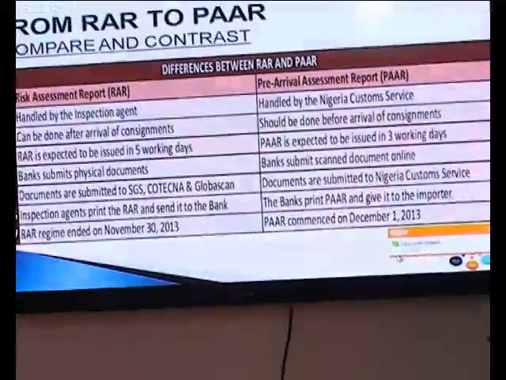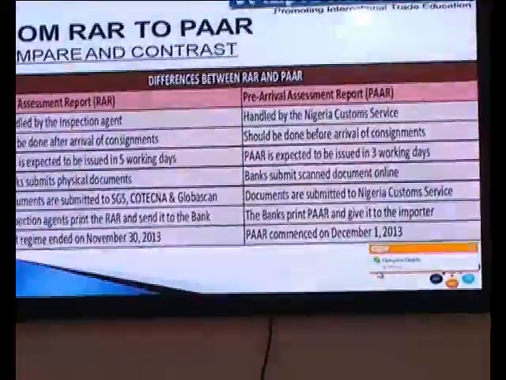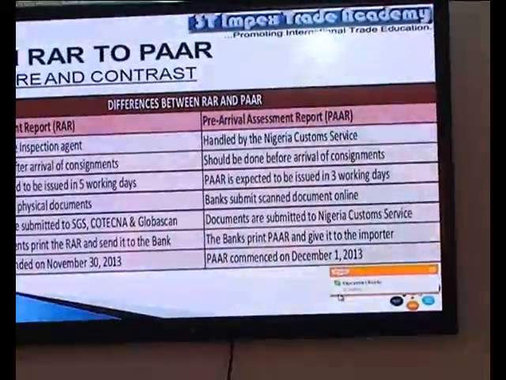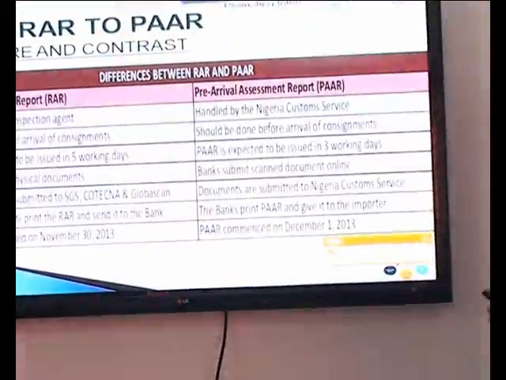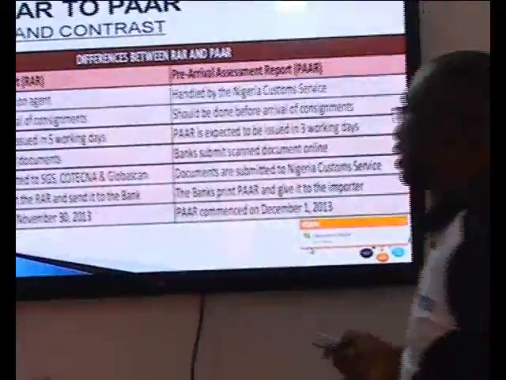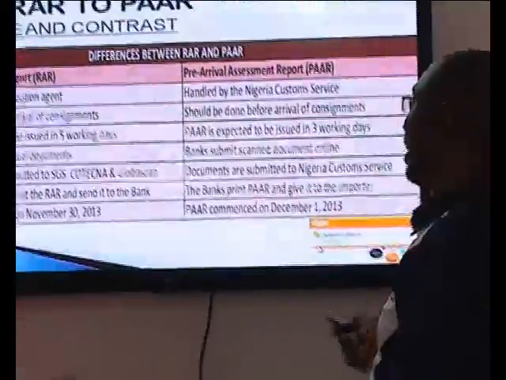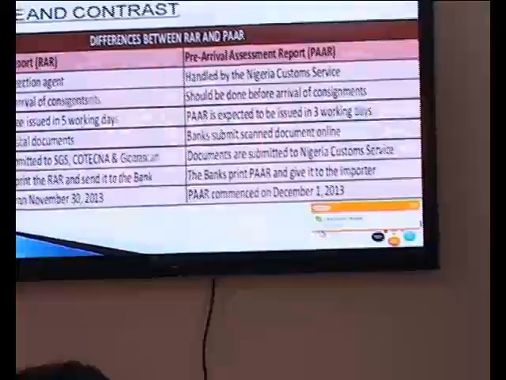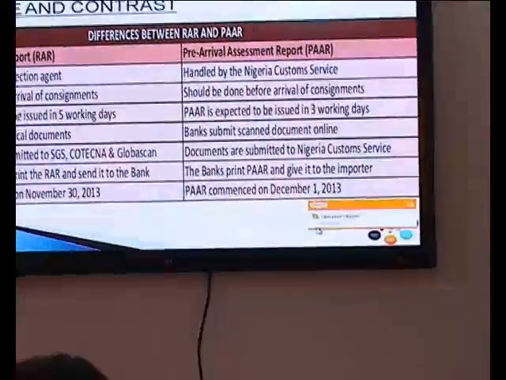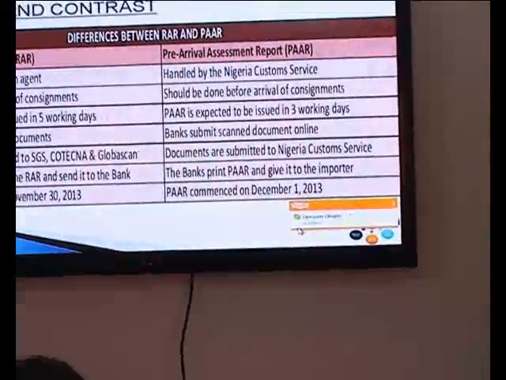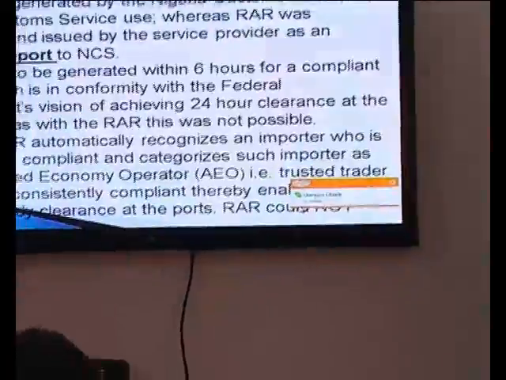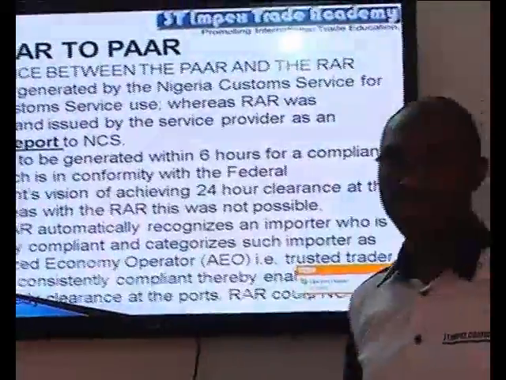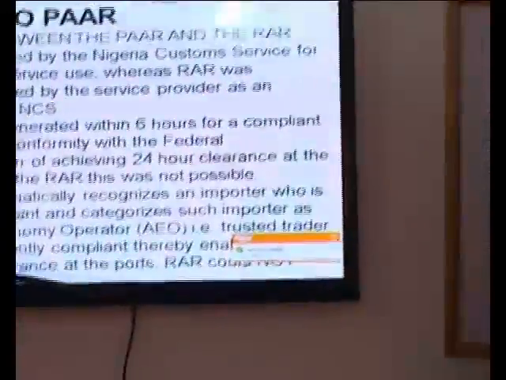Banks submit physical documents for RA, while for PA banks submit scanned documents online. Documents are submitted to NGS, Cotecna and Global Scan for RA, and to the Nigerian Customs Service for PA. The inspection agent prints out the RA and sends it to the bank. The bank prints the PA and gives it to the importer. The RA regime ended in November. The PA started in December.